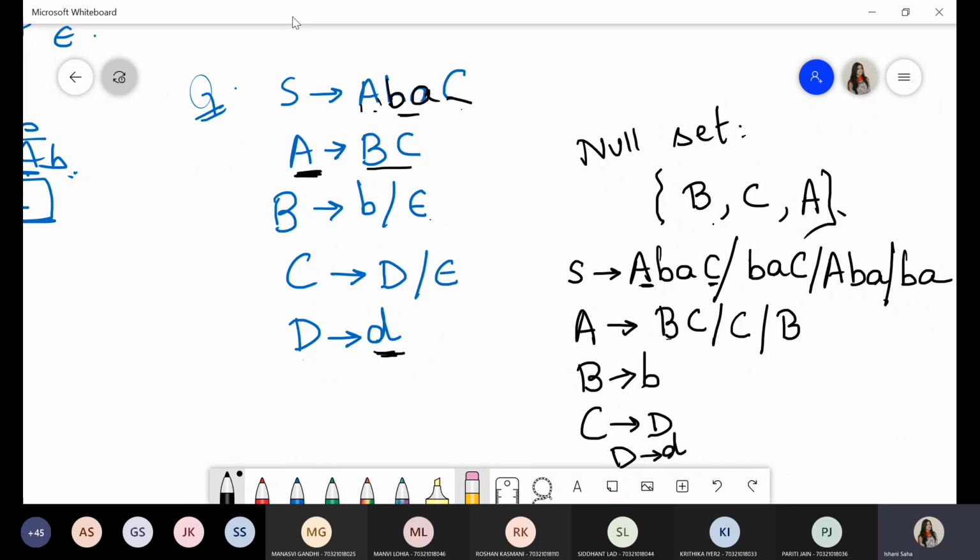Yes, Kritika, you're asking something? No, ma'am, I'm asking a doubt. In this, instead of A, can we directly take BD? Because A tends to BC and B and C tends to D, which is finally D. Yeah, so in the next step we are going to do something like that. As of now, do not complicate the thing. Just let it be like this. If it is asked only to remove the null production, this is your final answer. What you are saying is absolutely right. Can we replace it with the terminals? Yeah, we can do that.